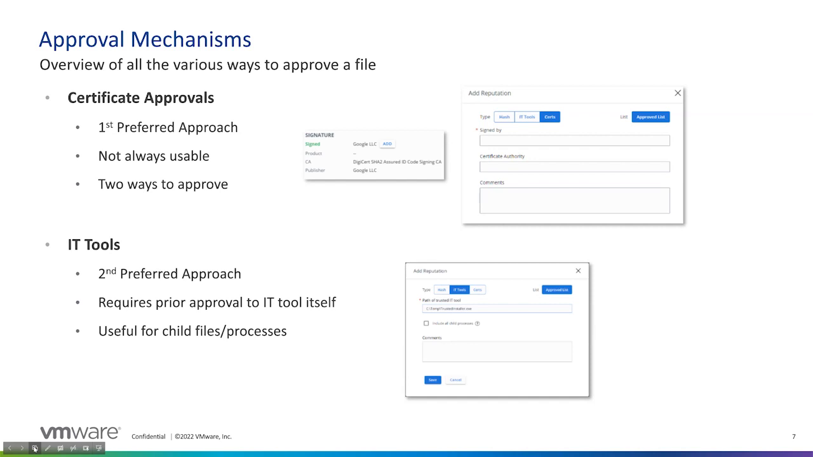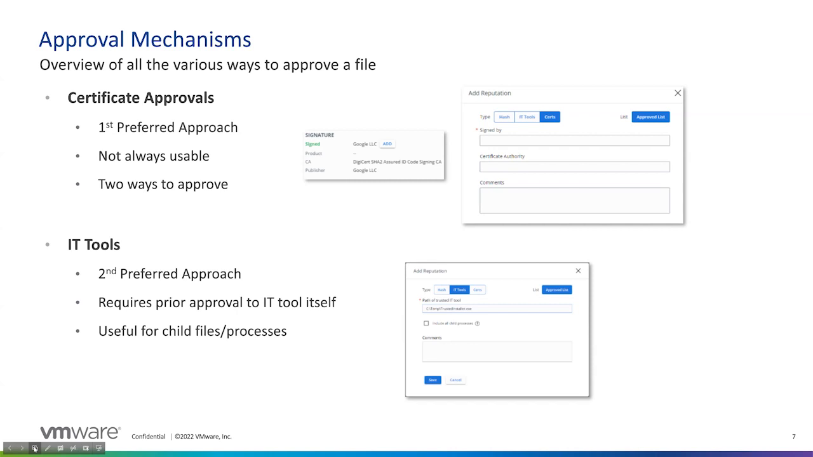There are two ways to utilize this. The method that I prefer is on either the alert details or the event details page. Under the signature, as you can see in the screenshot here, you'll have a nice easy button to click, add. This will add that exact certificate to your certificate approvals list without you entering in anything. This is my preferred method.